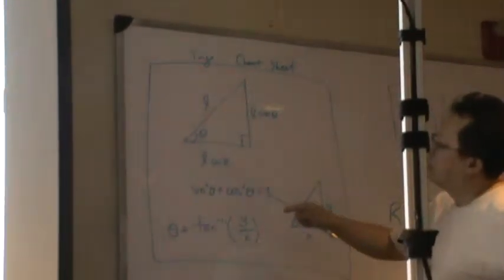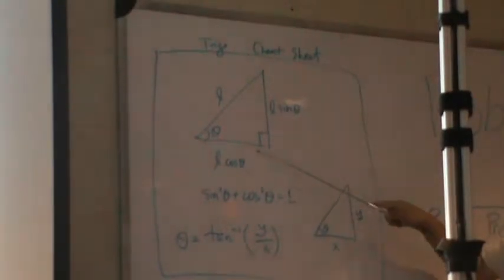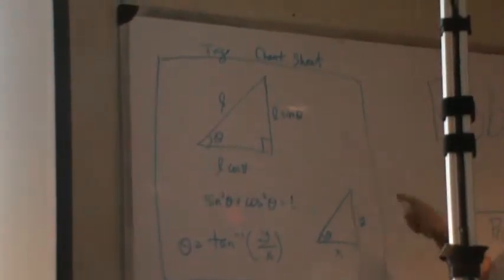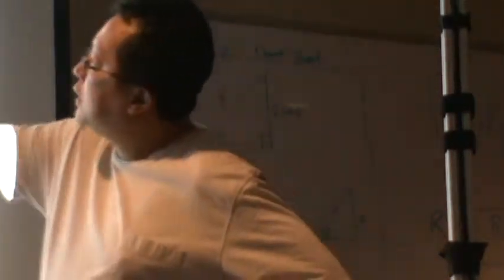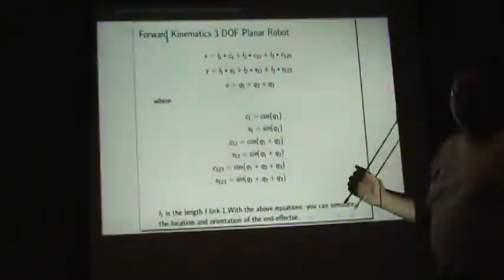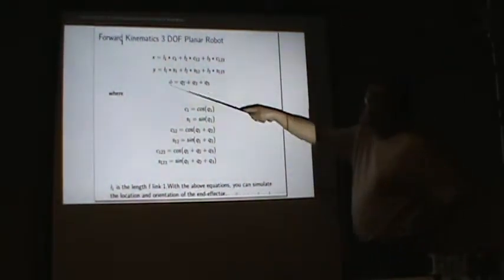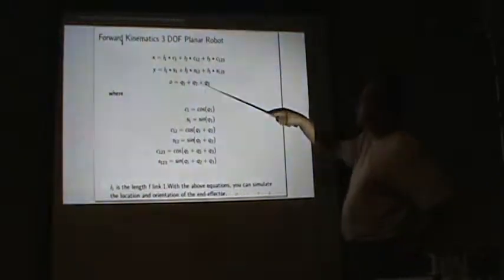So if you see X, most of the time you see cosine instead of sine. The reason is because when you have the L, which is your link, this distance is L cosine theta. This distance is L sine theta. Okay? So if you see a sine here in the X, then you have an error because you're not defining the angle correctly. Okay? With these three equations, phi is the orientation, by the way, so it equals Q1 plus Q2 plus Q3.